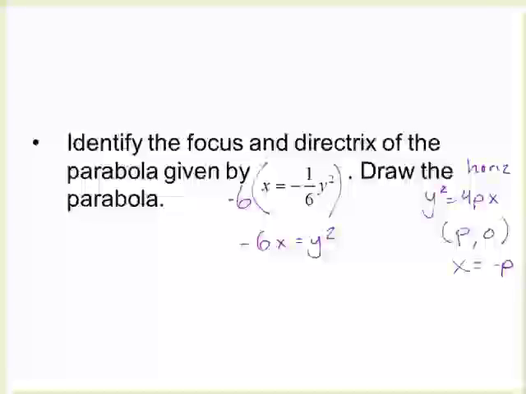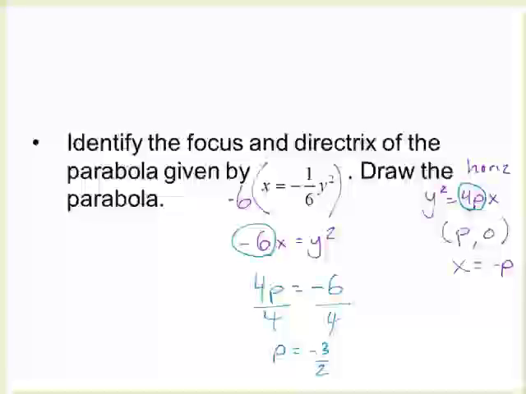We are asked to find the focus and the directrix, and to find those, we need to know what the p-value is. So in the general form of the equation, it says we should have 4p times x. In our equation, we have negative 6 times x. So that must mean that 4p is equal to negative 6. So p is negative 1.5. So how do I solve for p? Divide by 4, and we do get negative 1.5 or negative 3/2.